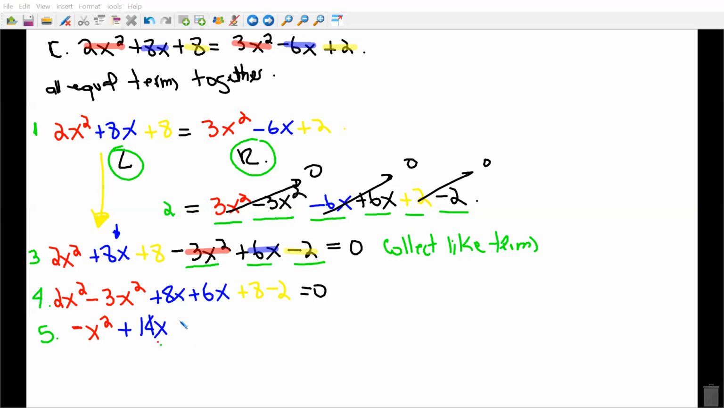Four. Positive 6. 6, sorry. Yes, 6. You're not dividing, Thomas. Okay, positive 6. And this is going to be equal to 0, guys. Now, I am going to rewrite my expression.